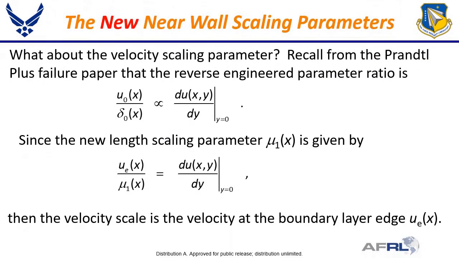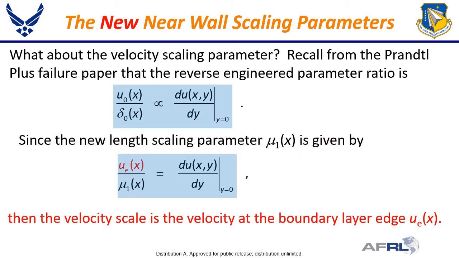We have identified the mean location as the length scaling parameter, but what about the velocity scaling parameter? From the Prandtl Scaling Parameter failure paper, we reverse engineered new scaling parameters by imposing the condition that the ratio must be proportional to the wall shear stress. It is possible to show that this must be the case for similarity. We also just showed that the second derivative moment's mean location is given by this equation. Hence, the appropriate velocity scaling parameter is the velocity at the boundary layer edge, u sub e.